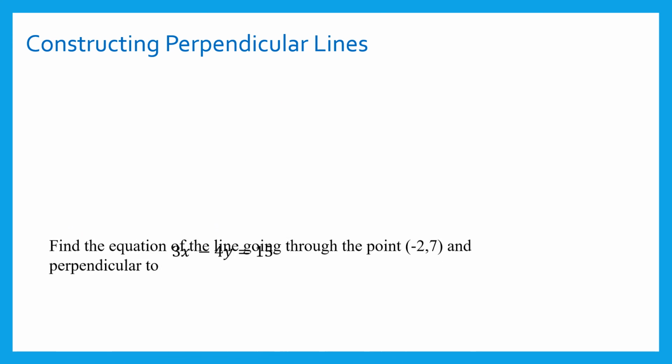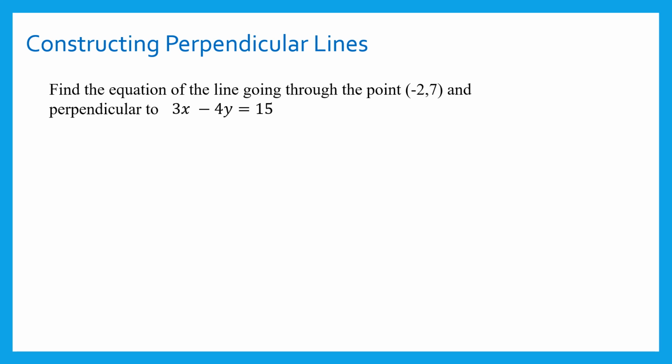Okay, take a look at this example. Find the equation of a line going through the point (-2, 7) and is perpendicular to 3x - 4y = 15. Well, now I have a standard form equation, so I have to find the slope of that equation and then find the opposite reciprocal. So remember, my slope for standard form is the opposite of a over b. So a is 3 and b is -4. So it's going to be -3 over -4, which is 3/4.